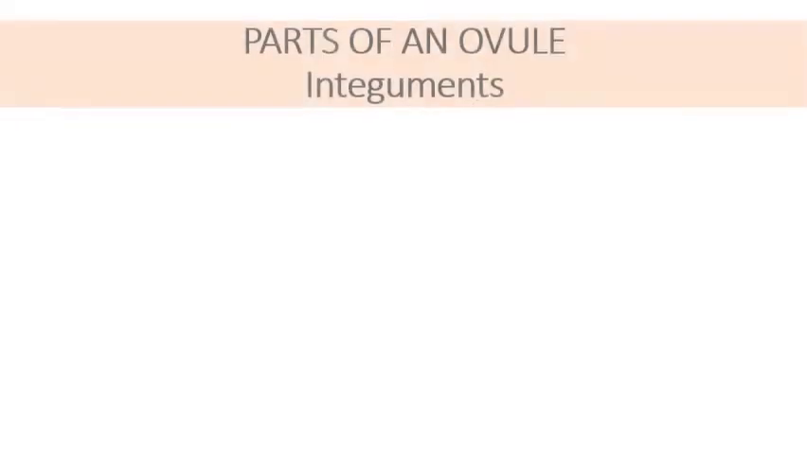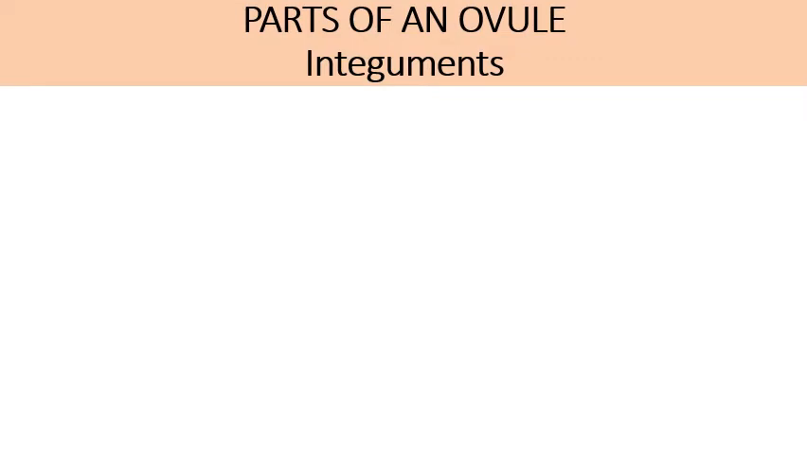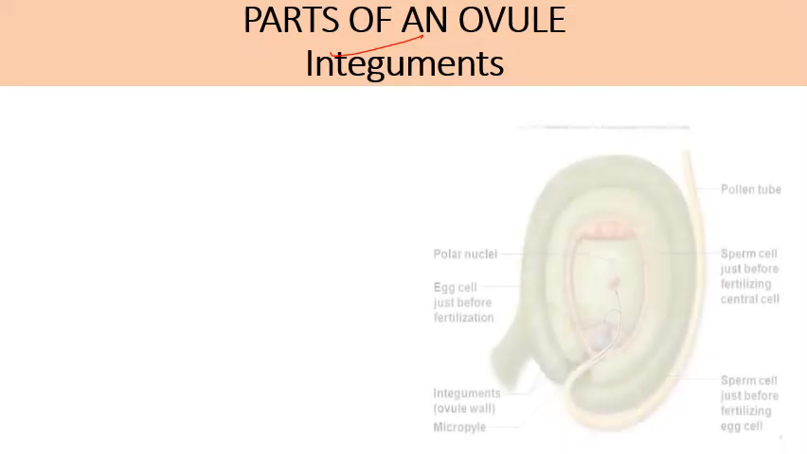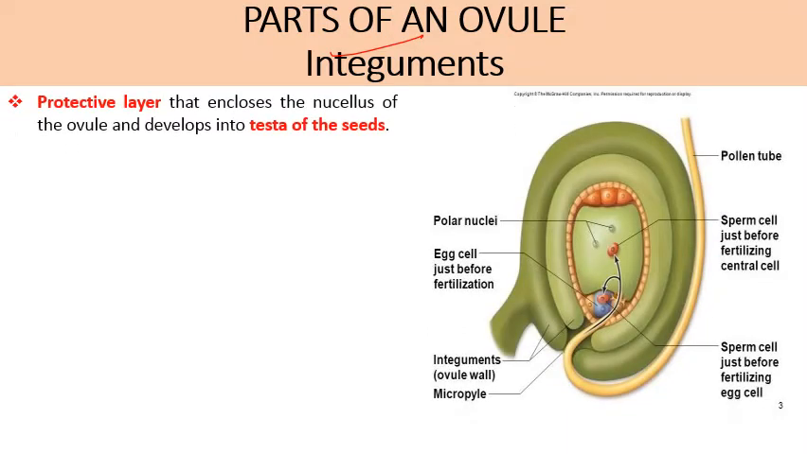The next comes parts of an ovule. The first part is the integuments, which form the outer covering. This is a protective layer that encloses the nucellus of the ovule and develops into the testa of the seed. So this is the protective layer which is known as integument.